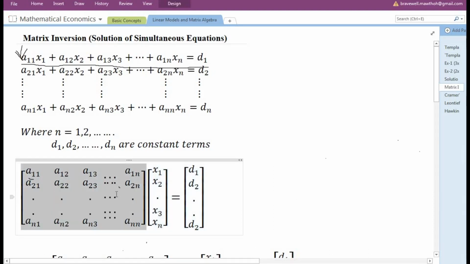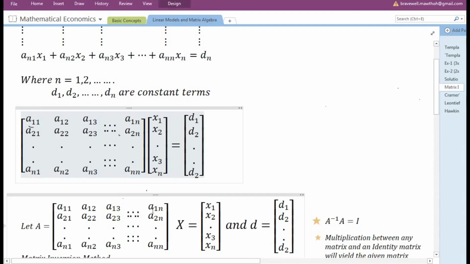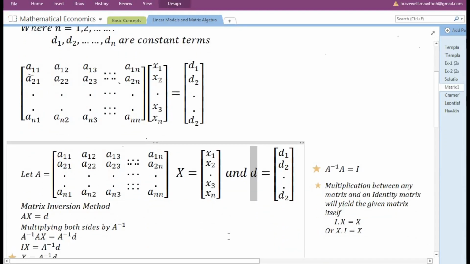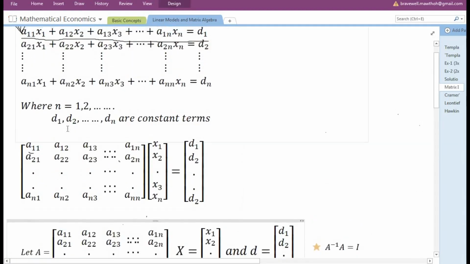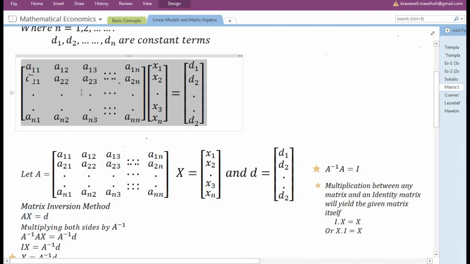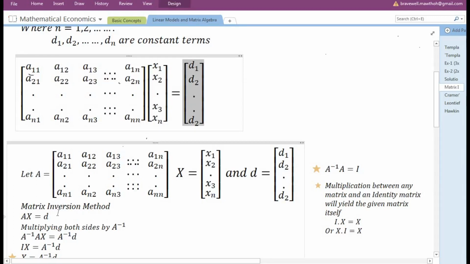Now we can name the coefficient matrix, variable vector and constant term vector by some alphabets. Let us name the coefficient matrix by A, the variable vector by X, and the constant term vector by D. So AX is equal to D, that is the coefficient matrix times the variable vector equals the constant term vector.